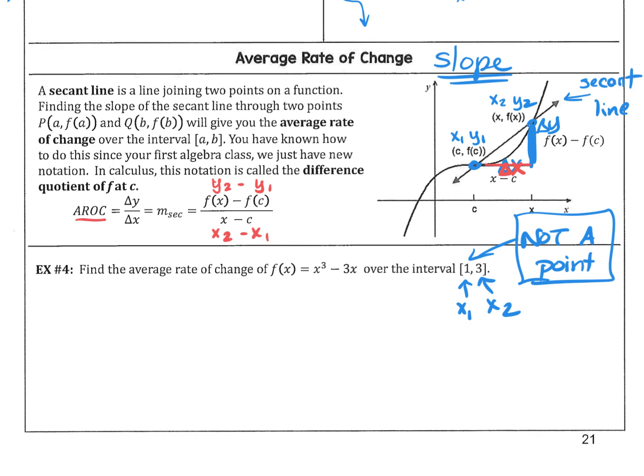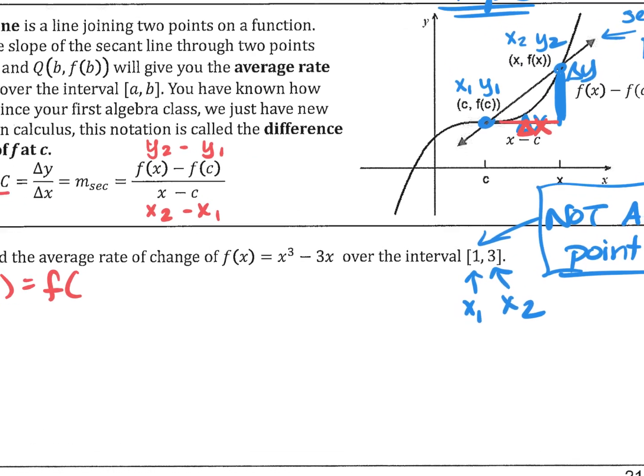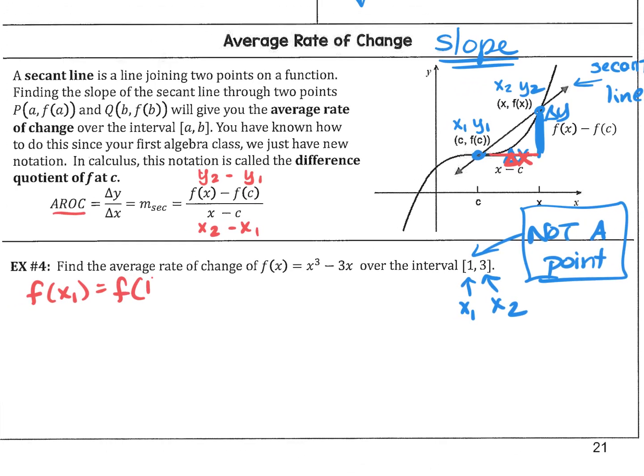So really all we have to do, if they give us two x's and they give us the function, is just find the two y's that go with those x's. Does that make sense? So let's do that. If we have an x sub 1, the first step is to plug in x sub 1. So we want to find f of x sub 1, which is going to be f of what? What is my x sub 1 value there? It's 1, isn't it? So we want to find f of 1.